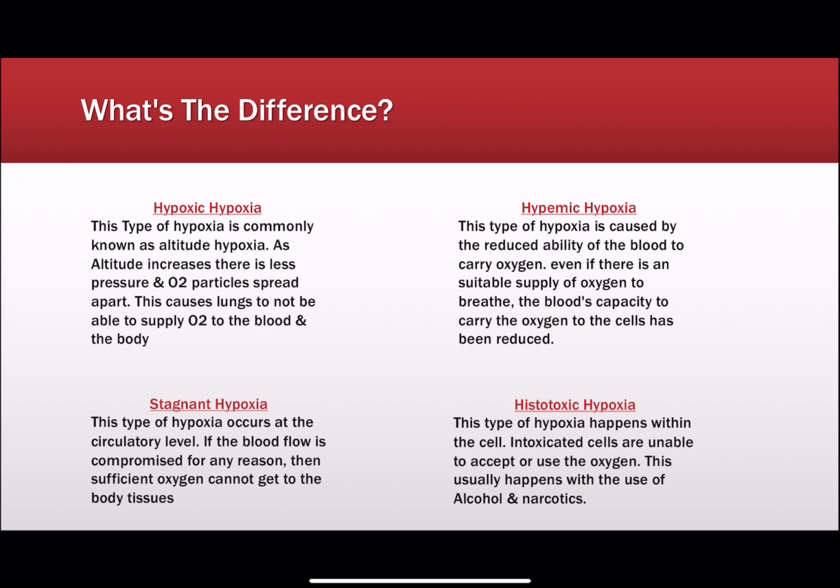Then lastly, there's histotoxic hypoxia. This type of hypoxia happens within the cell. Intoxicated cells are unable to accept or use oxygen. This usually happens with the use of alcohol and narcotics.